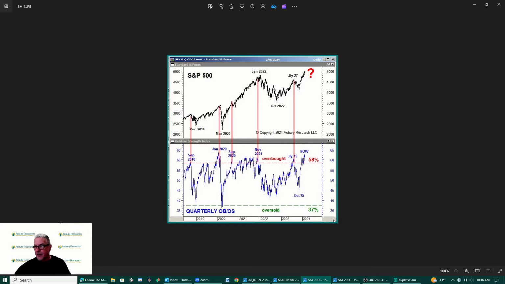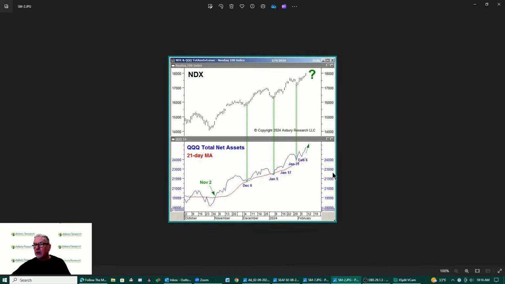Finally, the last one that we want to show you right here is really maybe the most important chart of the series today. This shows the NDX, which is the NASDAQ 100, going back to October of last year. And down here is the total net assets invested in the Invesco QQQ ETF, which is the ETF that tracks NDX, with its 21-day moving average. Why 21 days? That is one business month, and that's Asbury Research's tactical time period.